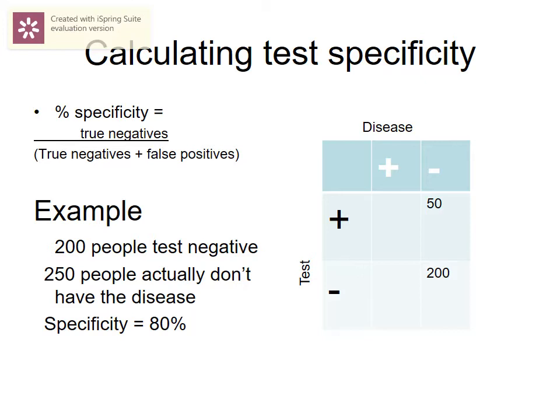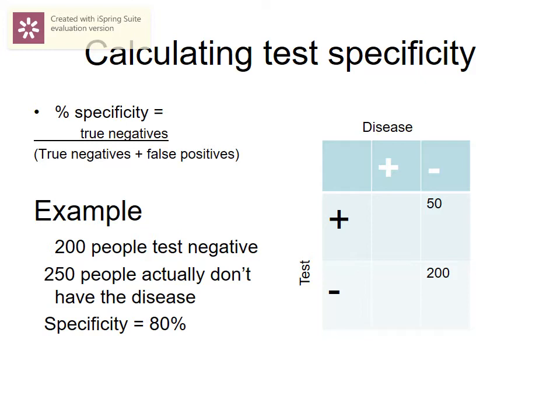So in this case, we have people who don't have the disease who tested positive, that's 50, and people who don't have the disease and tested negative, that's 200, and those are the true negatives. So we have 50 false positives and 200 true negatives. So our specificity is 80%.